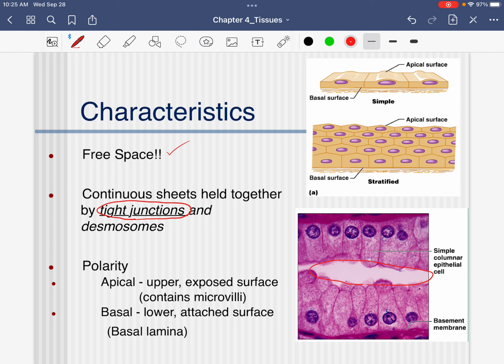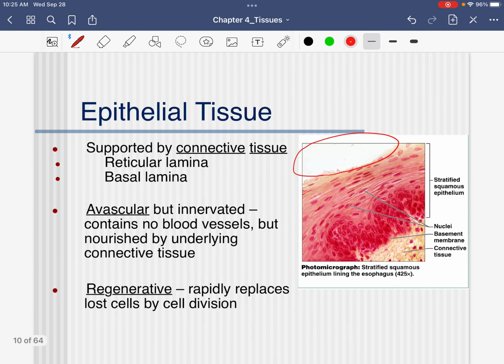It is possible to label, for example, the bottom area of an epithelial tissue, which we tend to call the basal region, versus the region of the tissue that faces the free space, which we tend to call the apical region. But you don't need to know those. So far, what are our characteristics of epithelial tissue?